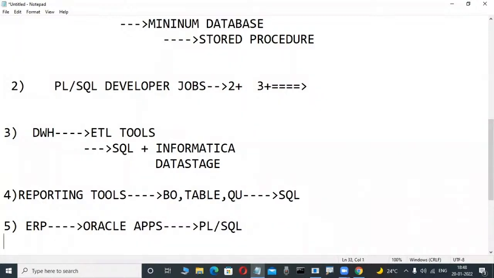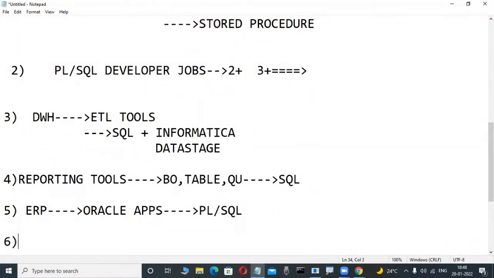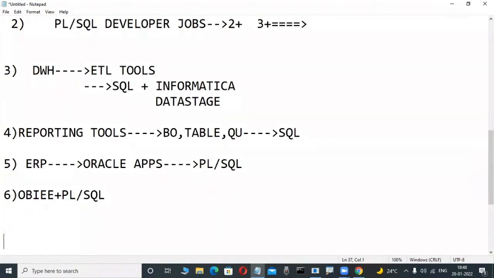Again, OBI programmers are there. OBI is a product, and with it there are PL/SQL jobs. Those persons are also learning these courses. Again, these are different kinds of persons.